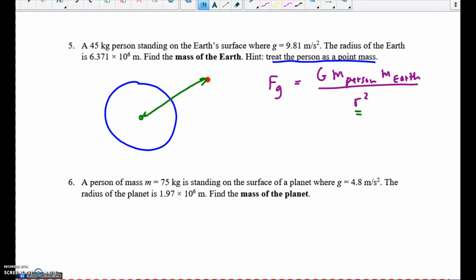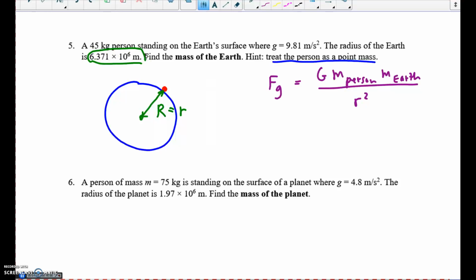But in the scenario here, it's a different kind of setup. It's not an astronaut. The person is right on the surface of the Earth. And so what's the distance from the center of the Earth to the person? Well, that's just the radius of the Earth itself. In this case, the radius of the Earth equals little r in our equation. So we have that value. It's the 6.371, blah, blah, blah.